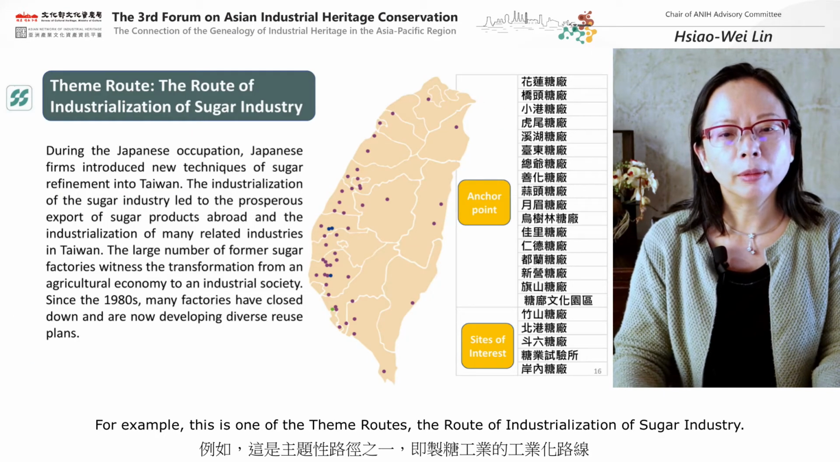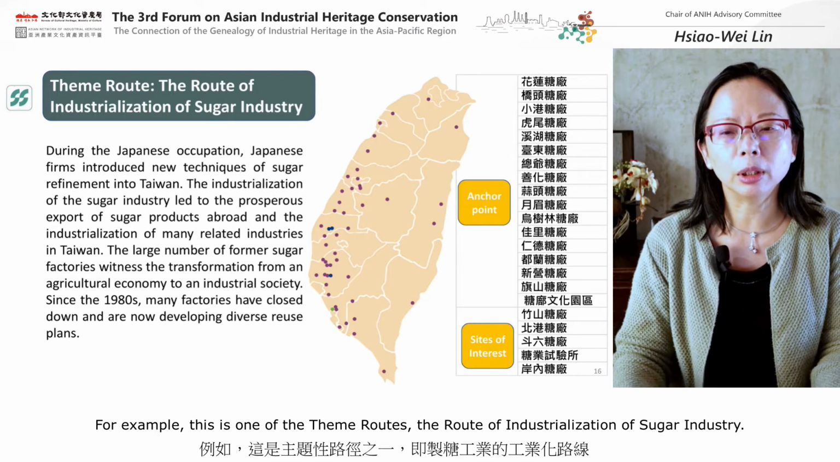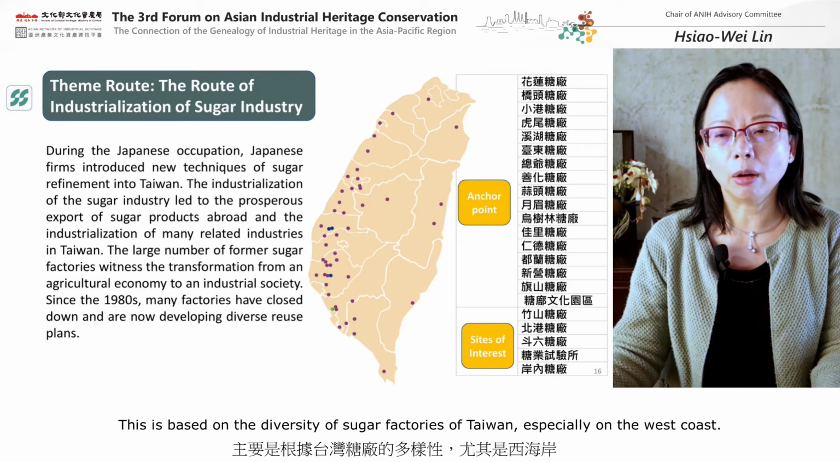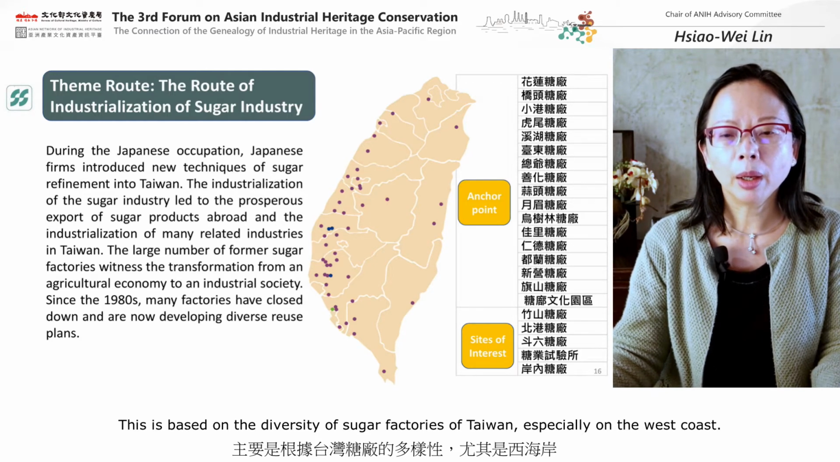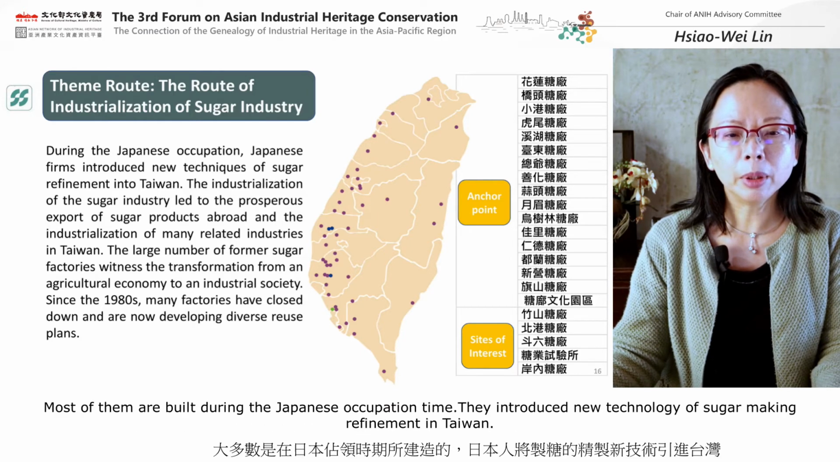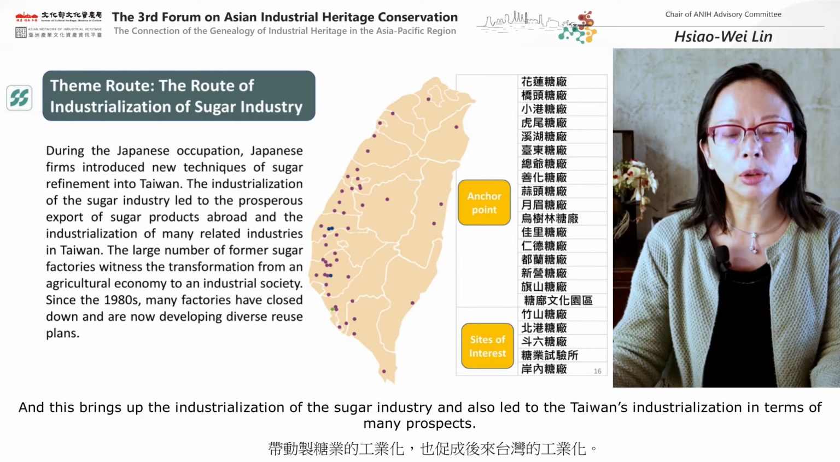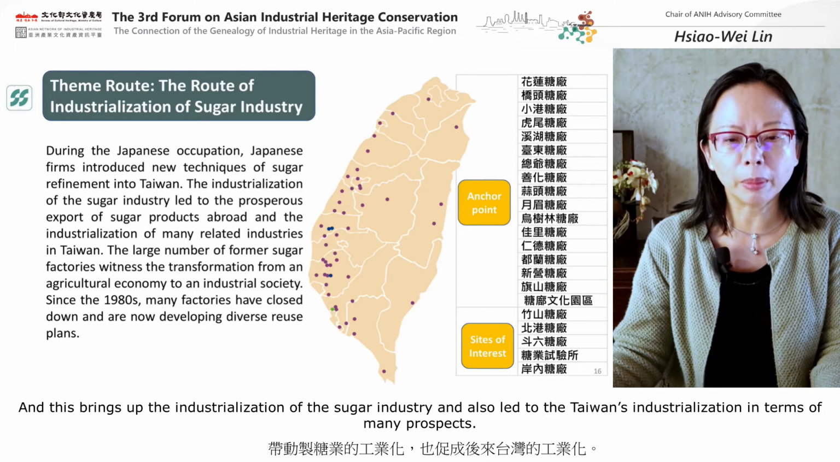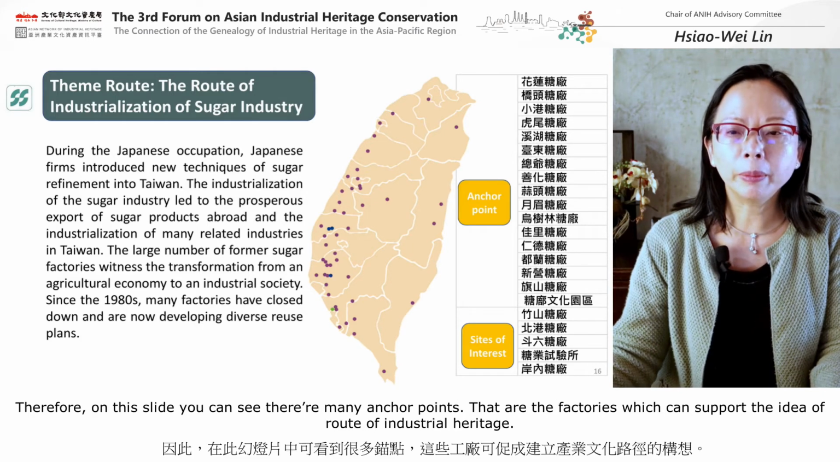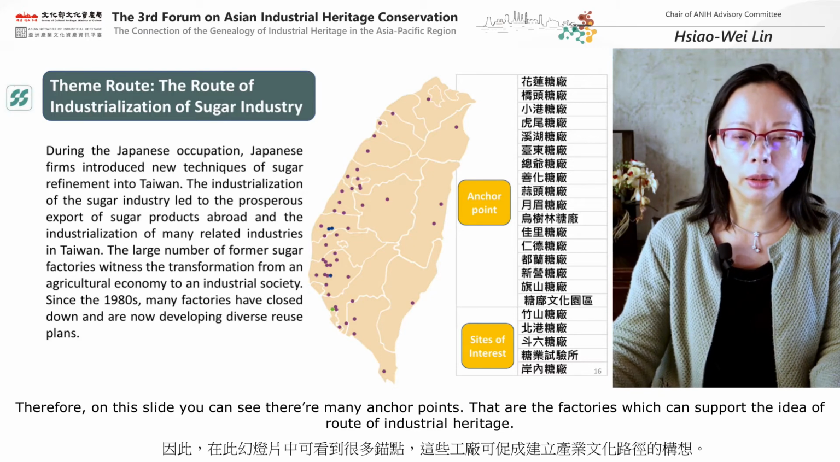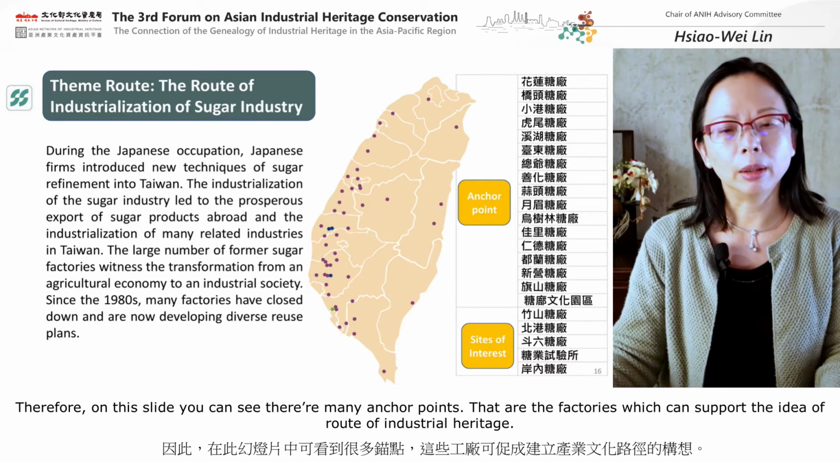So for example, this is one of the scene routes, the route of the sugar industry. This is based on the diversity of sugar factories all over Taiwan, especially on the west coast. Most of them were built during the Japanese occupation time, so they introduced new technology of sugar making and refinement in Taiwan. And this brought up the industrialization of the sugar industry and also led to Taiwan's industrialization in many perspectives. Therefore, on this slide, you can see there are a lot of anchor points. These are the factories which can support the idea of the route of industrial heritage.